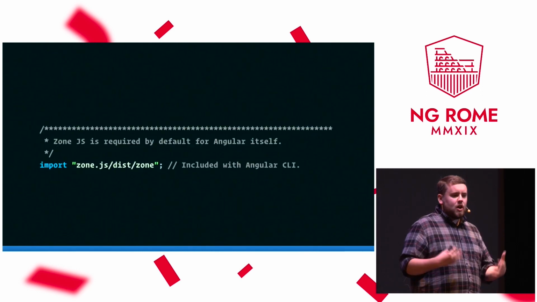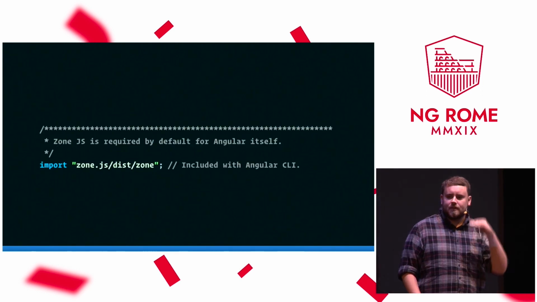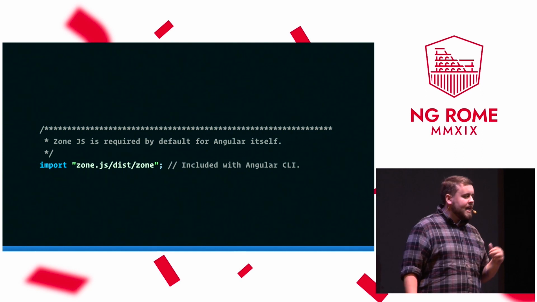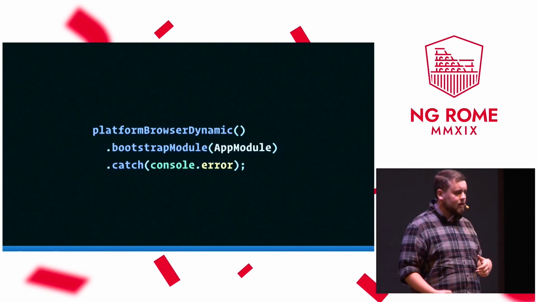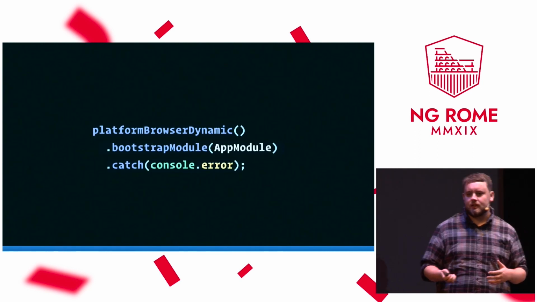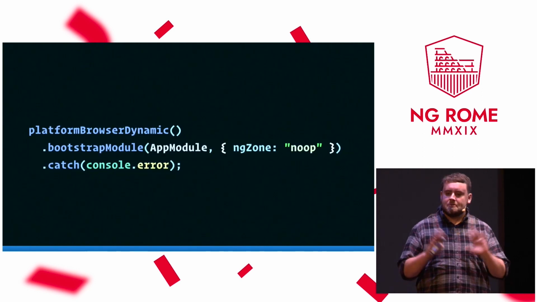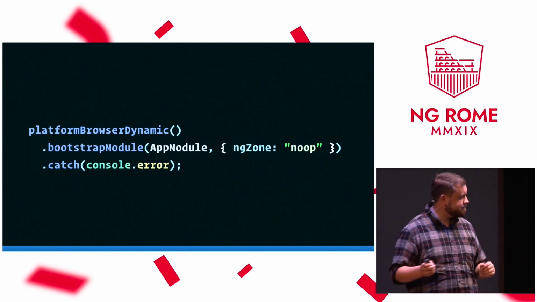From there, I need to disable Zone.js. So I'm going to go into my polyfills.ts file. I'm going to go look for the line where I'm importing Zone.js, and I'm just going to comment it out. I need to let Angular know that I've done this. So I'm going to go into the main.ts file where I'm actually bootstrapping my application, and I'm going to tell Angular, hey, there's no zone running in this app.